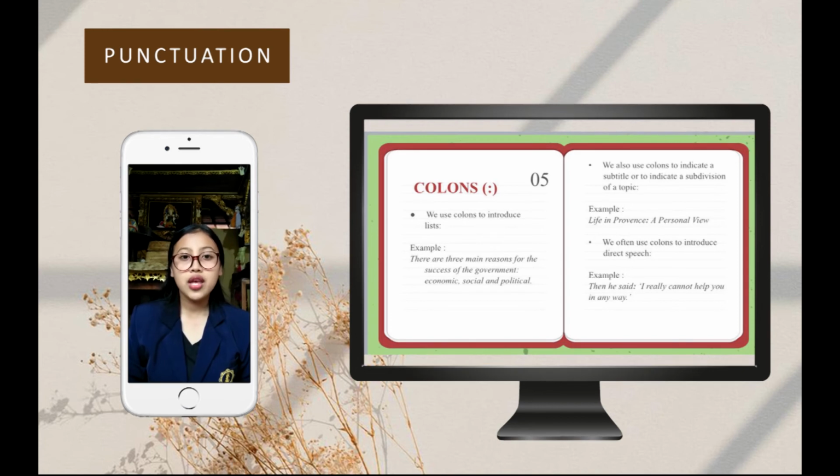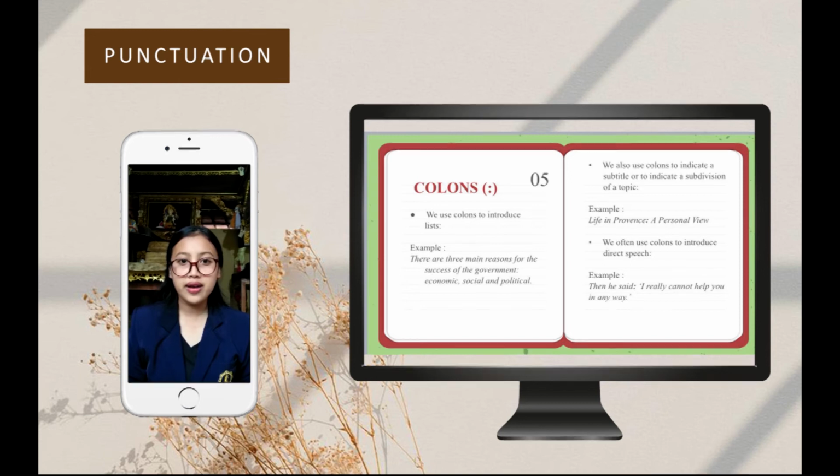The second one, we use colons to indicate a subtitle or a subdivision of a topic. For example, life in province, with colons, a personal view.